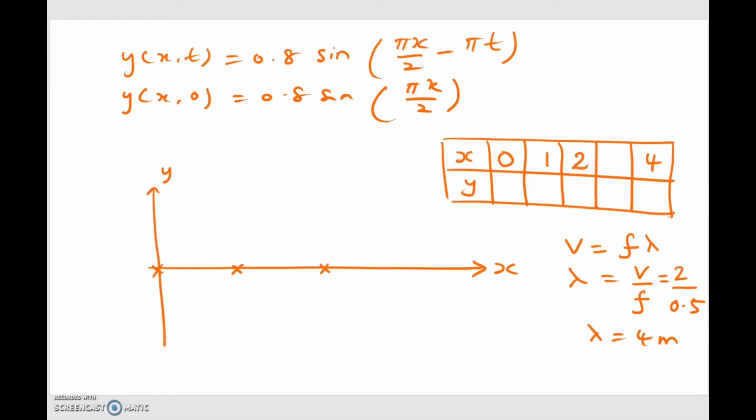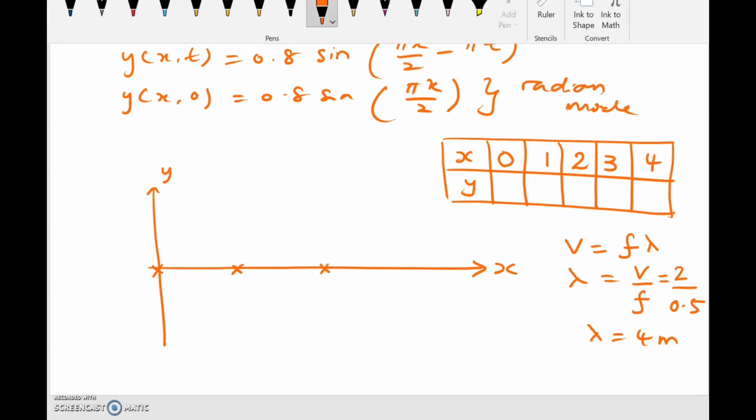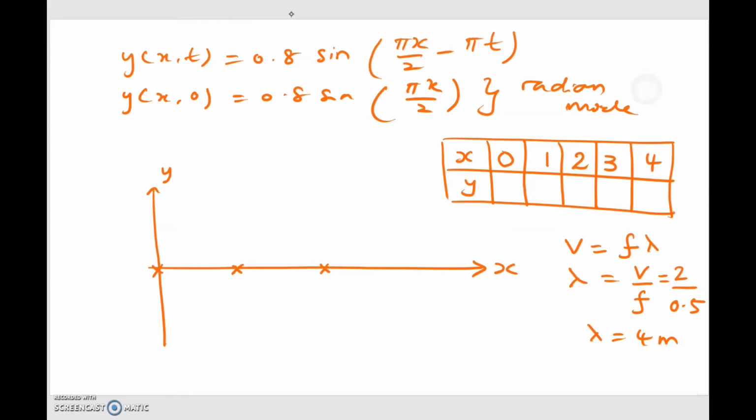2, 1, 3. Okay. So we press the calculator when x equal to 0. Okay, so when x equal to 0, make sure your calculator is in radian mode. So when x equal to 0, y also 0.